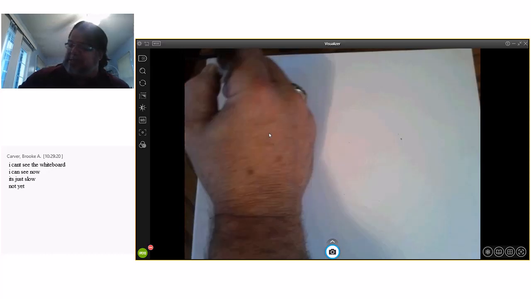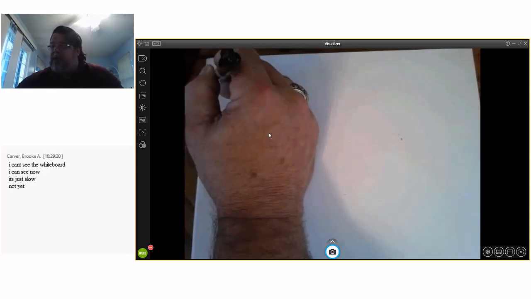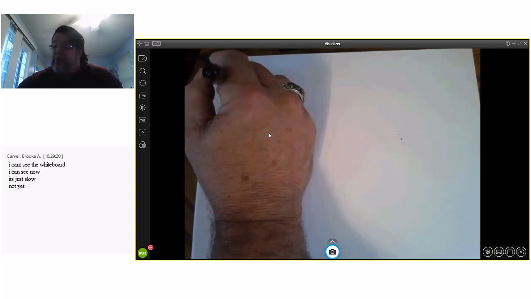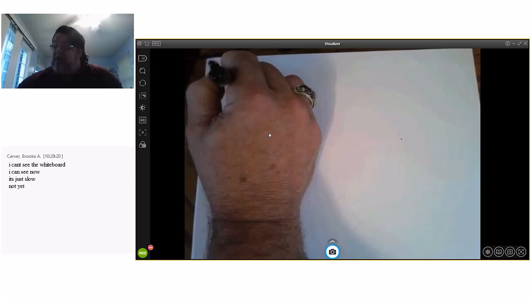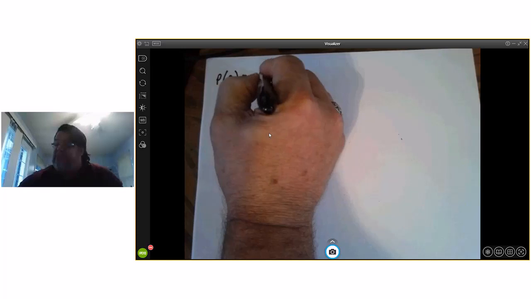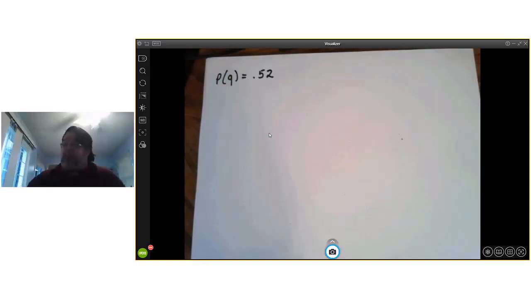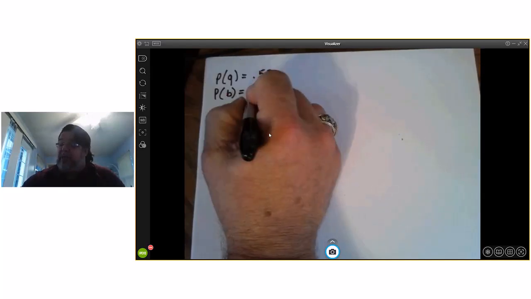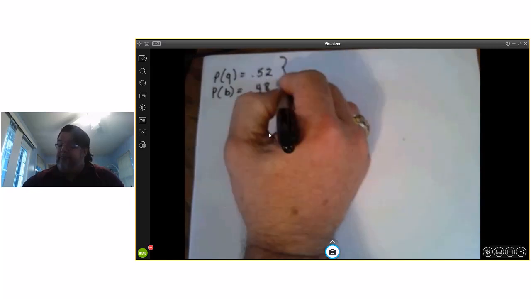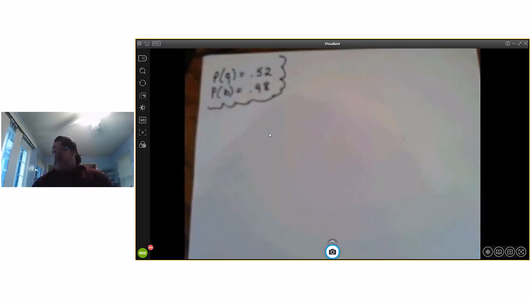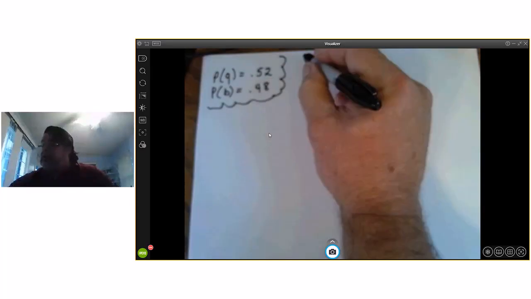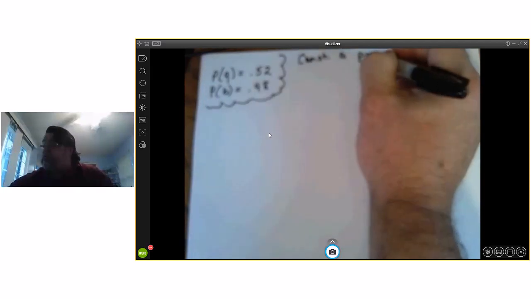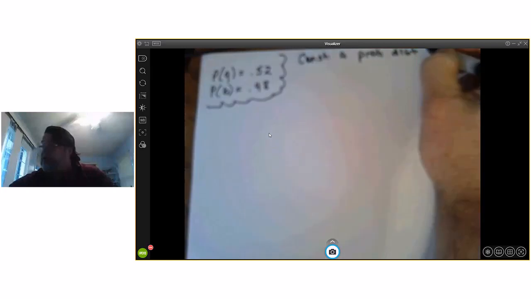I'm going to give you an example. Let's say that I work at a fertility clinic, and we have found that the probability of a girl being born is equal to 0.52, and the probability of a boy would be 0.48. That's given. And the directions are: construct a probability distribution with 3 children.